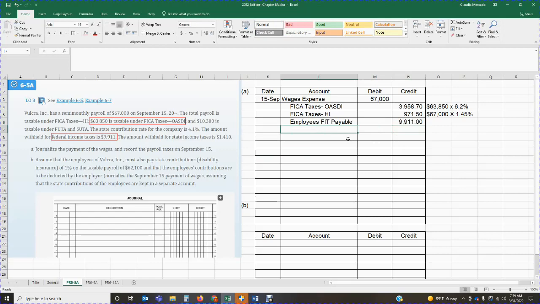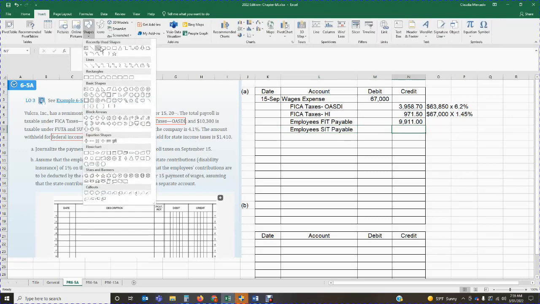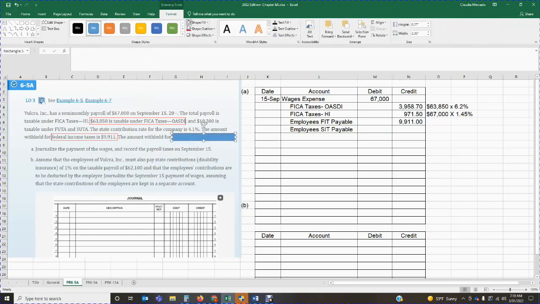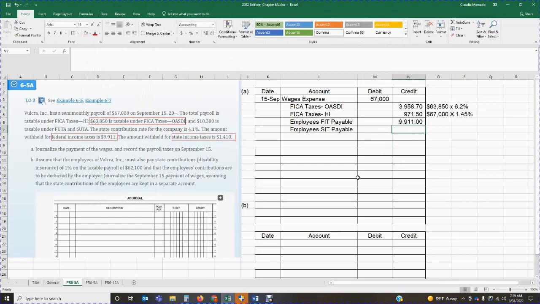What else do we have? We have the employees' state income tax. We're going to put that into our payable. And the amount for state income taxes is also provided in the problem. State income tax is $14.10. So we don't have to do any calculations there. So those are the four taxes that they provide us here that we have to withhold from our employees.